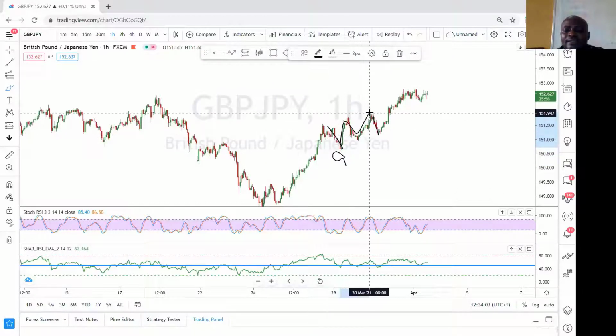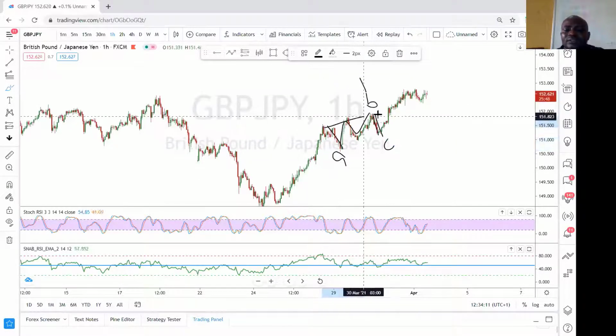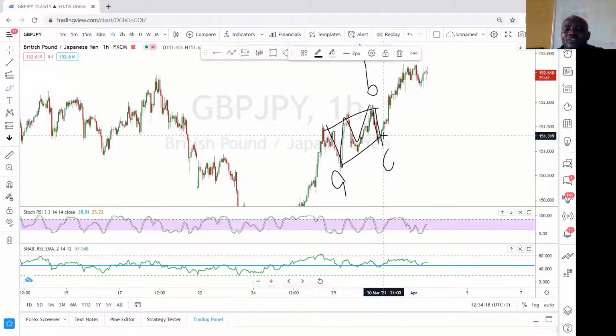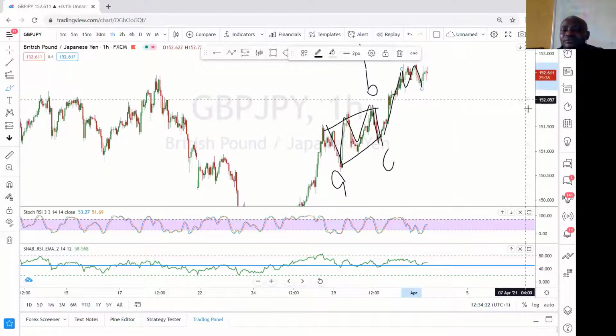1, 2, and 3. This is wave B, and then down. This is wave C. This is a complex B correction in the middle, exhibiting the characteristic of a running flat. And then you have this move to the upside. Here, you have the correction.